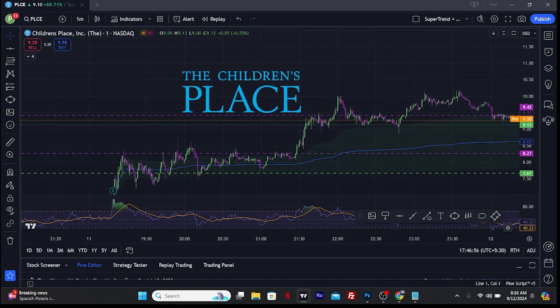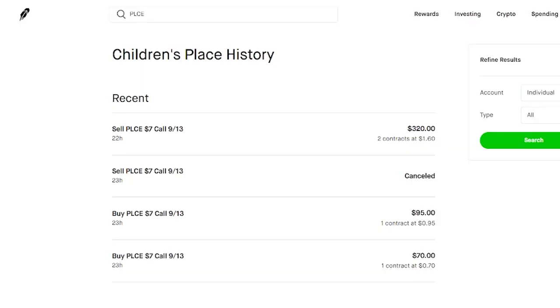What I want to do now is just hop into Robinhood and show you guys the receipts real quickly. All right, so here we are inside of Robinhood, and these are the receipts for the play I did yesterday on PLCE, or Children's Place. The first call I got was $70, right? And as you could see, this was for the $7 strike, and it expires tomorrow, which is Friday, 9/13. I realized it started to move even higher. I went ahead and got another call, obviously more expensive, but I knew it was moving, so I got it anyway. At this point, I tried to sell.